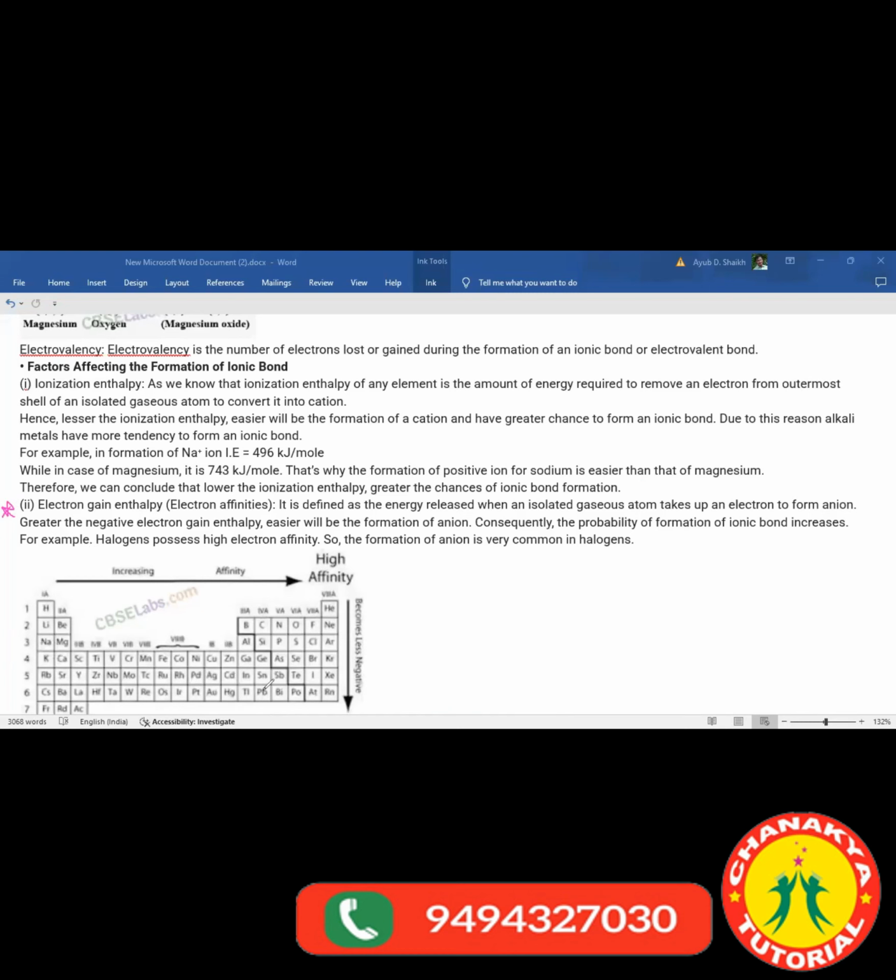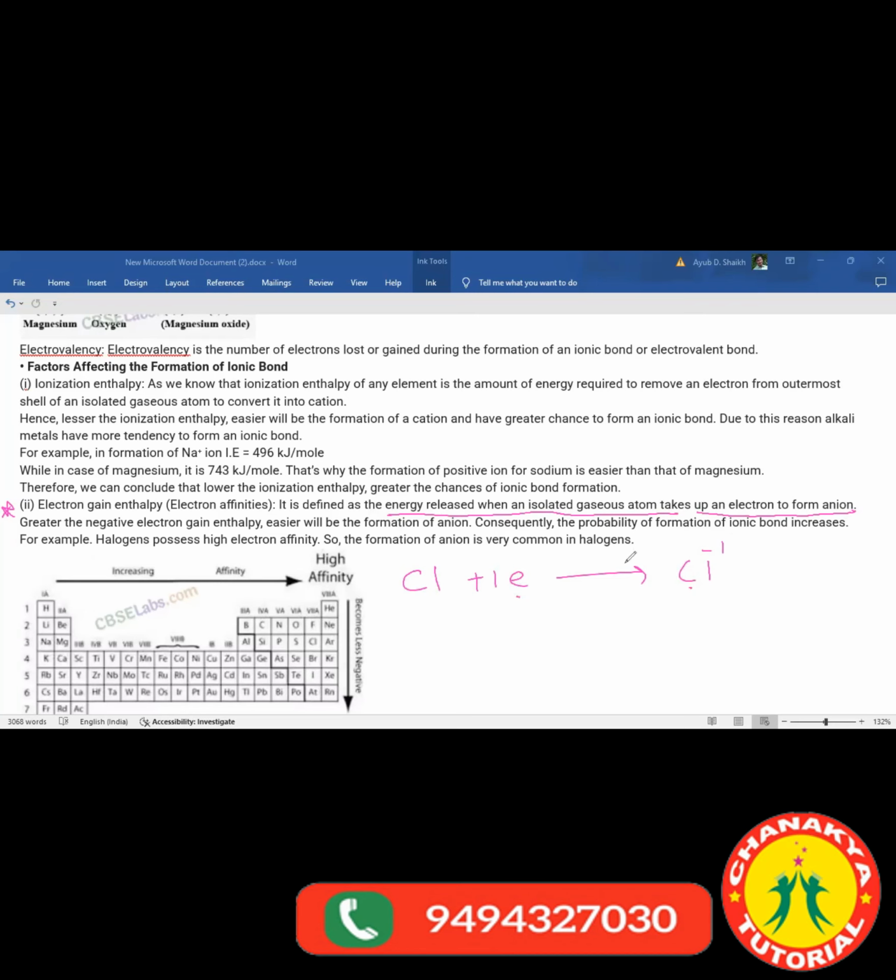What is electron gain enthalpy? We have learned this in your previous chapter, isn't it? It is defined as the energy released when an isolated gaseous atom takes up an electron to form an anion. For example, Cl, when it accepts one electron, forms its anion Cl minus 1, correct? So how much energy is released by this atom by gaining one electron and converting into an anion?